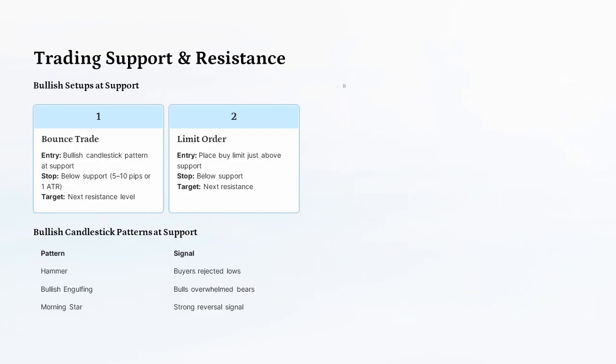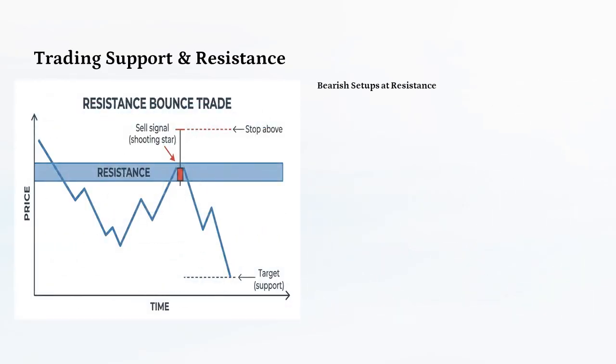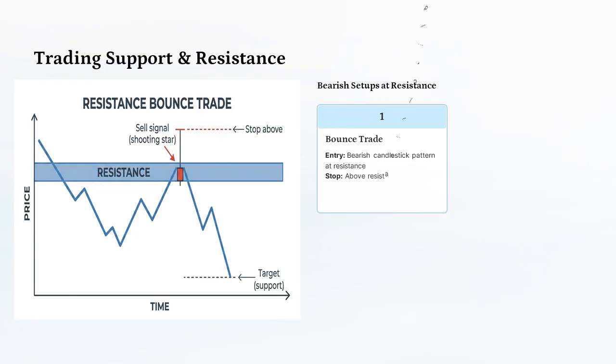Bearish setups at resistance. The bearish approach is the mirror image. The bounce trade. Wait for price to reach the resistance zone. Look for a bearish candlestick pattern, a shooting star, a bearish engulfing, or an evening star.